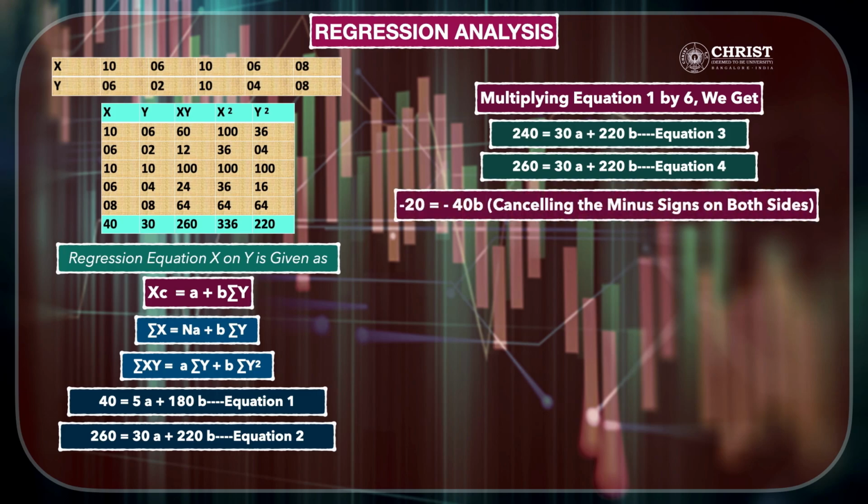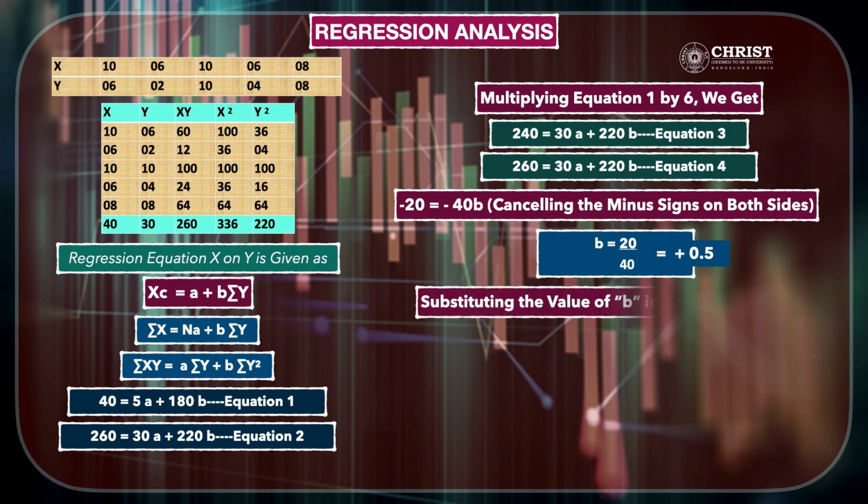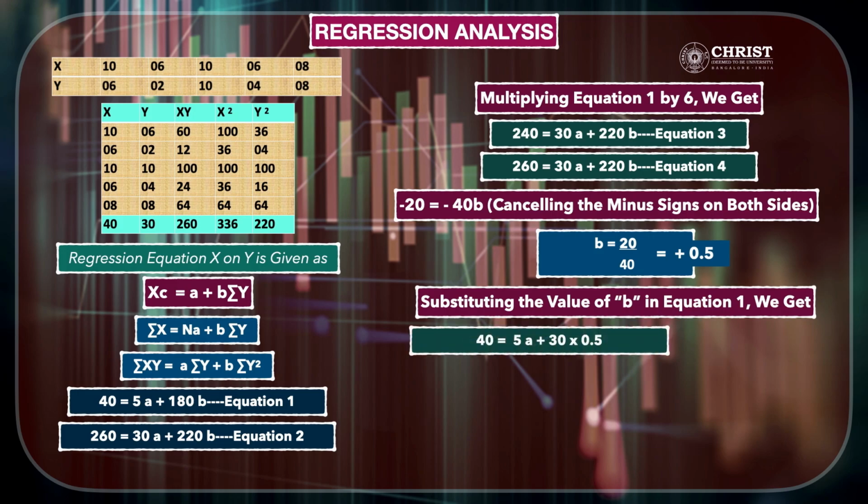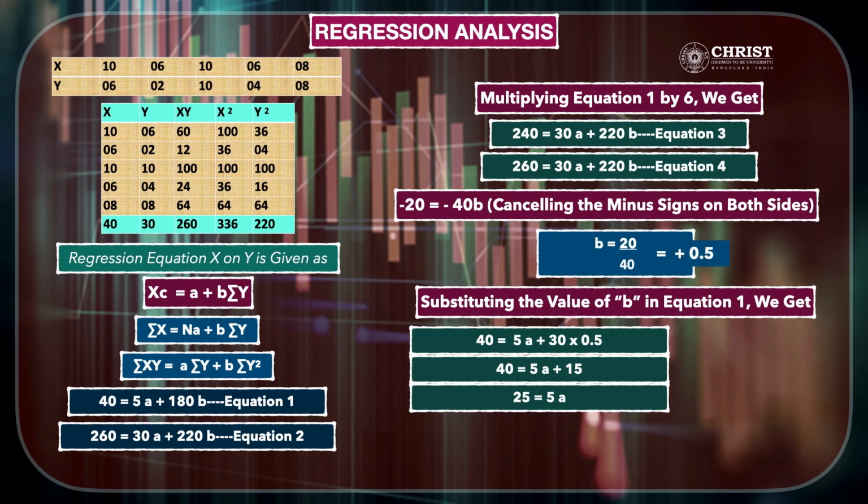Now, subtracting equation 3 from 4, what will we get? Minus 20 is equal to minus 40b. So, we can cancel the minus signs on both sides, and you will get b is equal to 20 divided by 40, that is equal to 0.5. Now, we have to substitute the value of b in equation 1. We will get 40 is equal to 5a plus 30 into 0.5, that is 40 is equal to 5a plus 15. That is 25 is equal to 5a, 40 minus 15 gives 25. So, a is equal to 25 divided by 5, that is equal to 5.